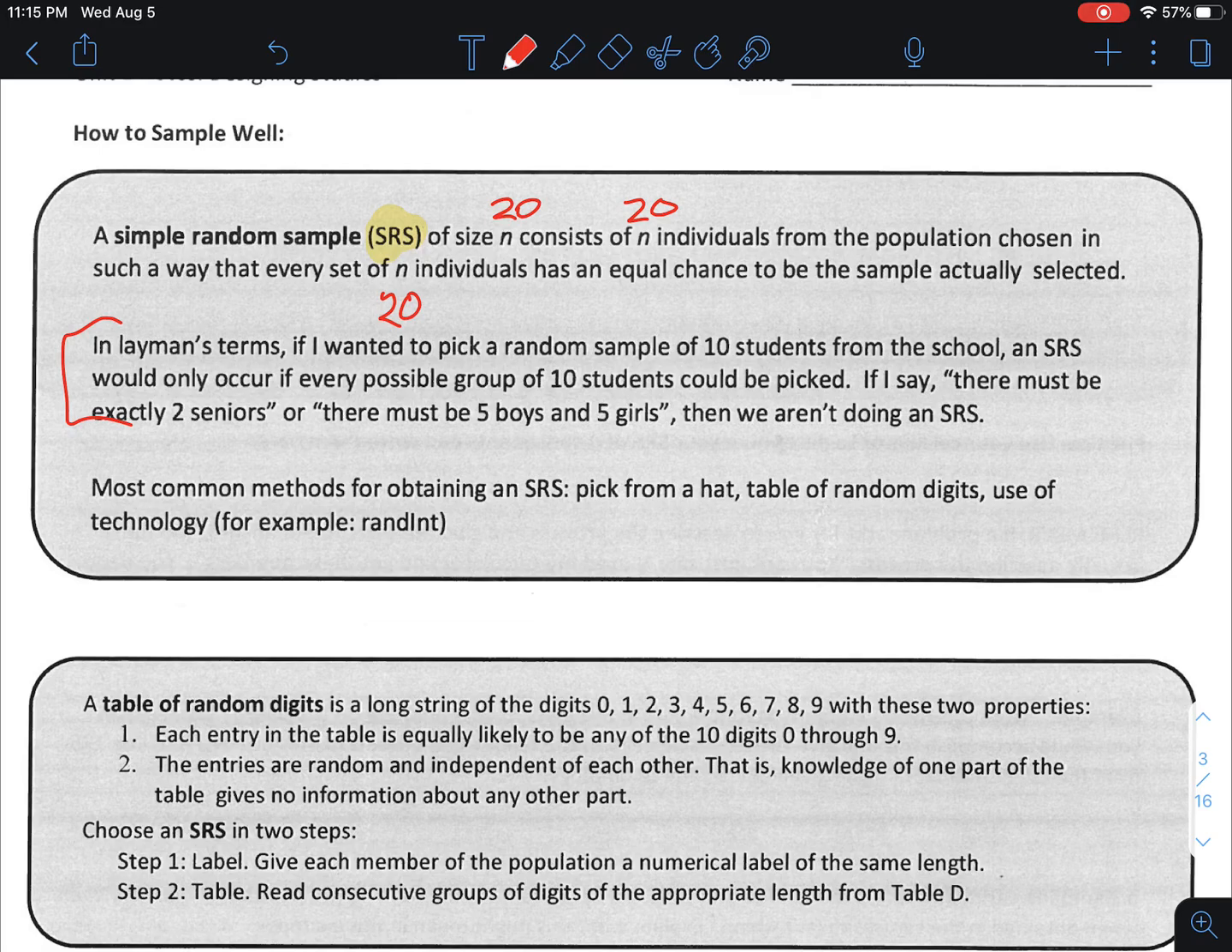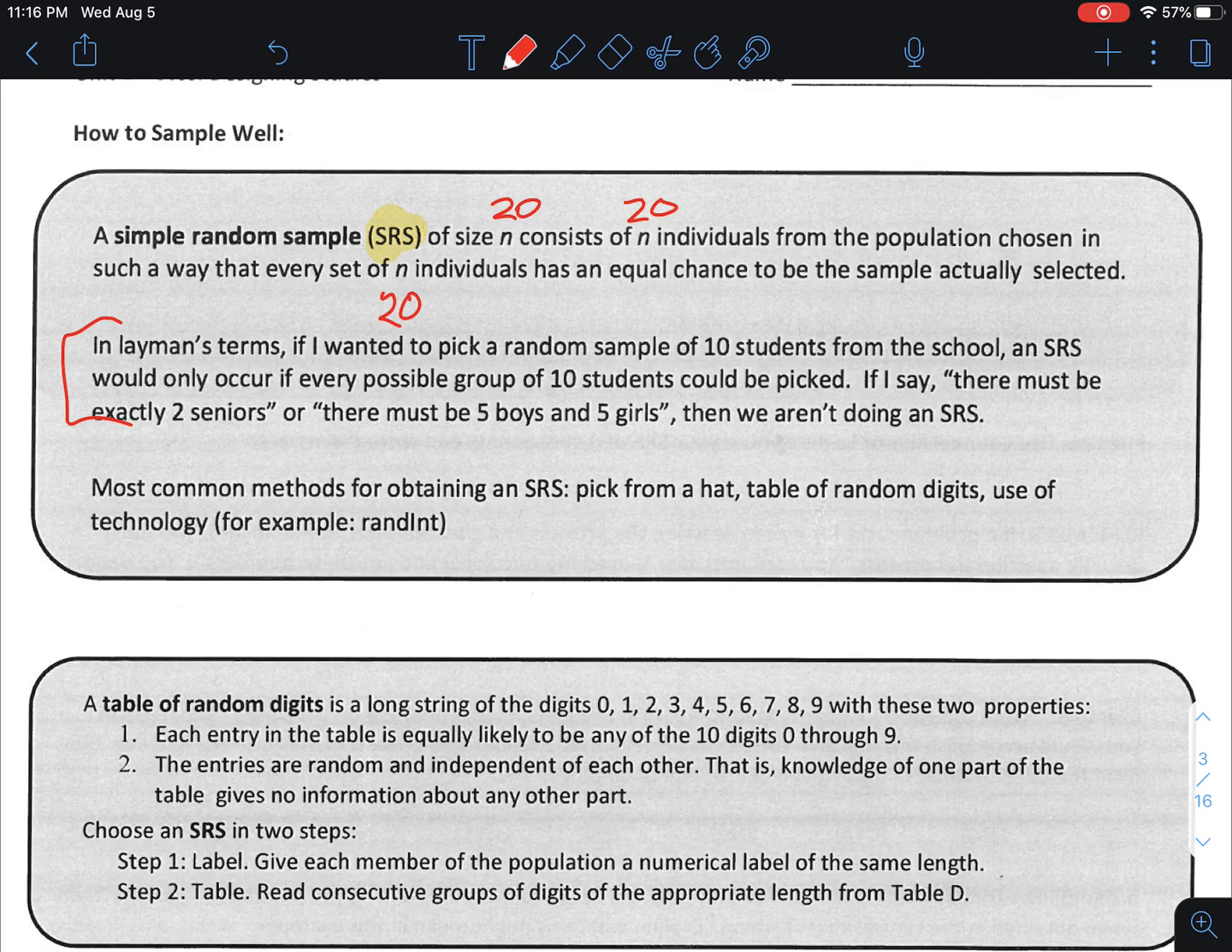Okay? It could be all seniors. It could be all freshmen. Okay? Now, once you start classifying those, it seems like it's less likely to happen, but those are possibilities. If I say at the very beginning, okay, I want 10 kids, but 5 have to be boys and 5 have to be girls.